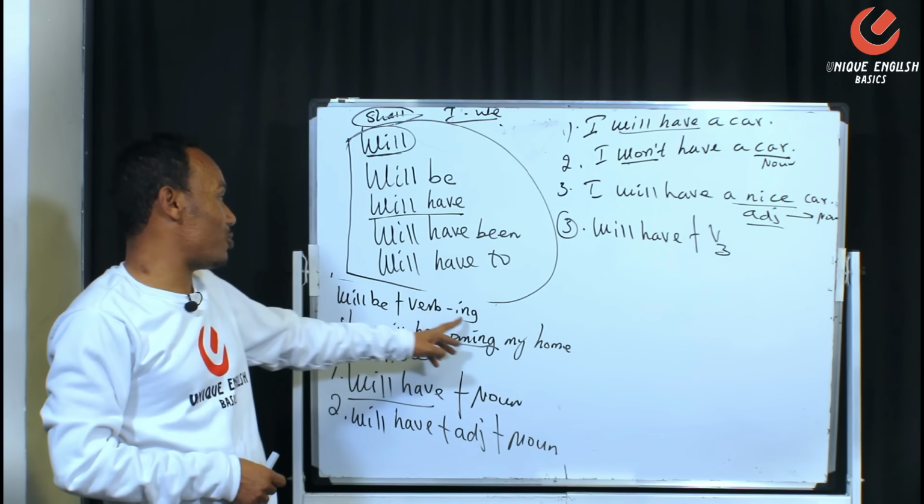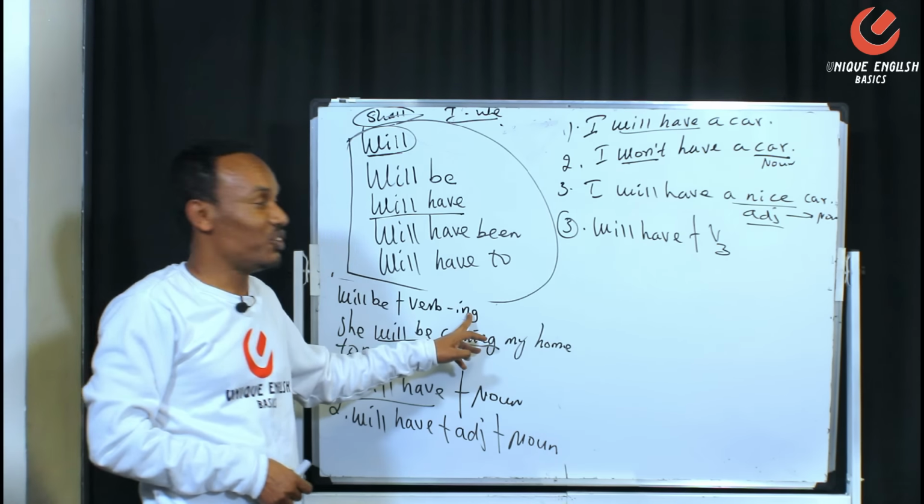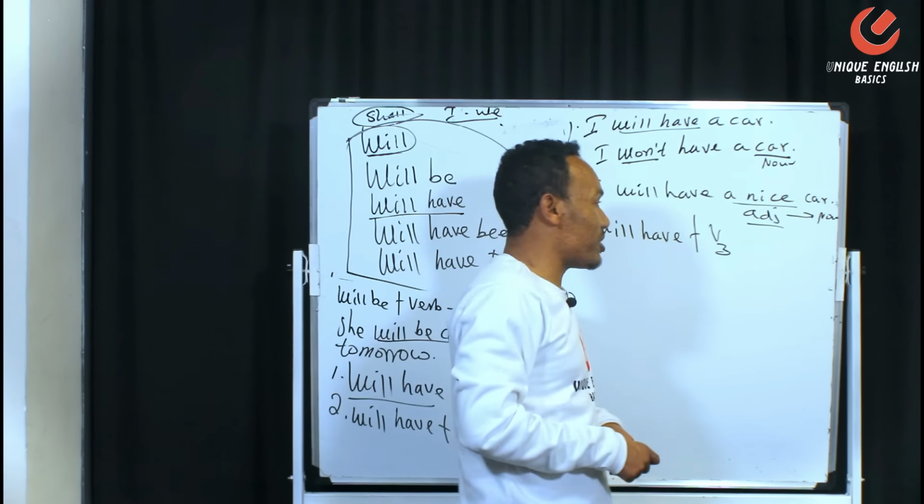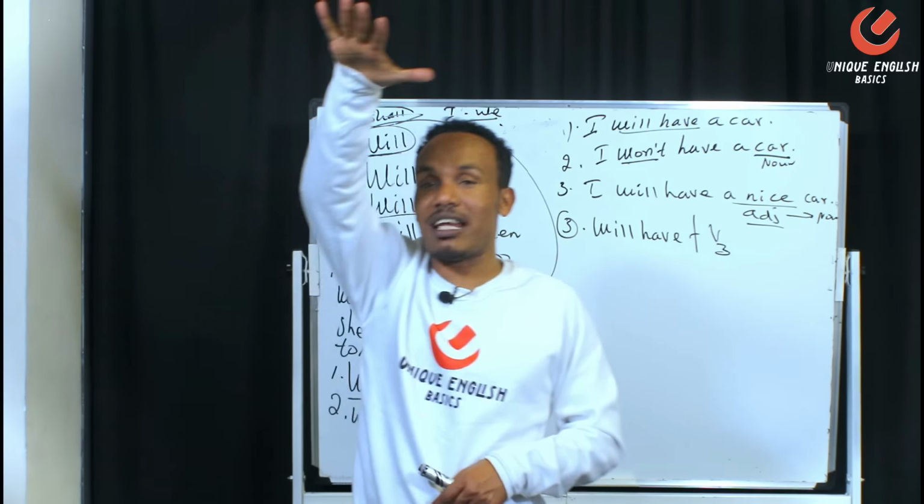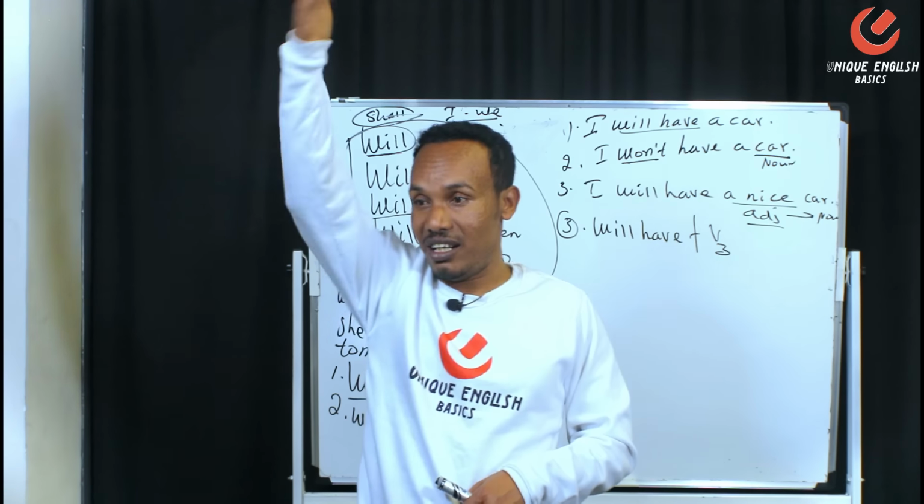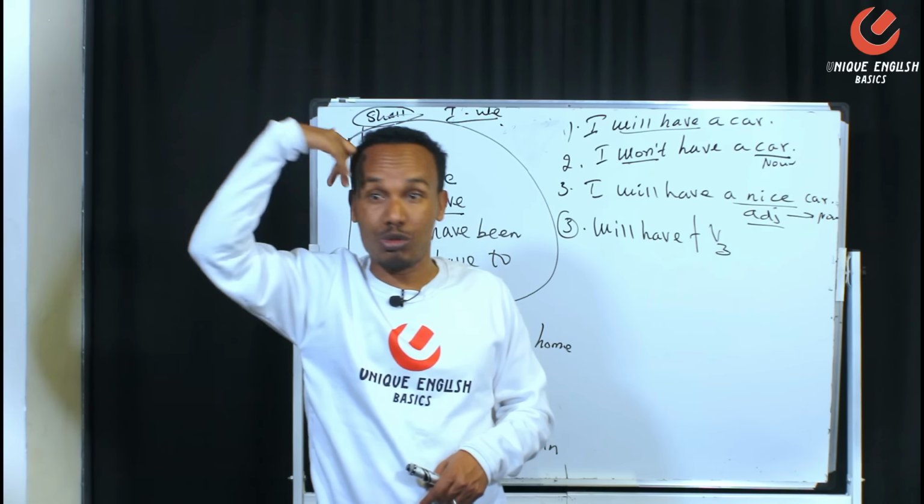ቅድም will be is followed by ምን ብለናል? ing. Will have is followed by verb 3 to talk about an action that will have been completed in the future through our imagination.